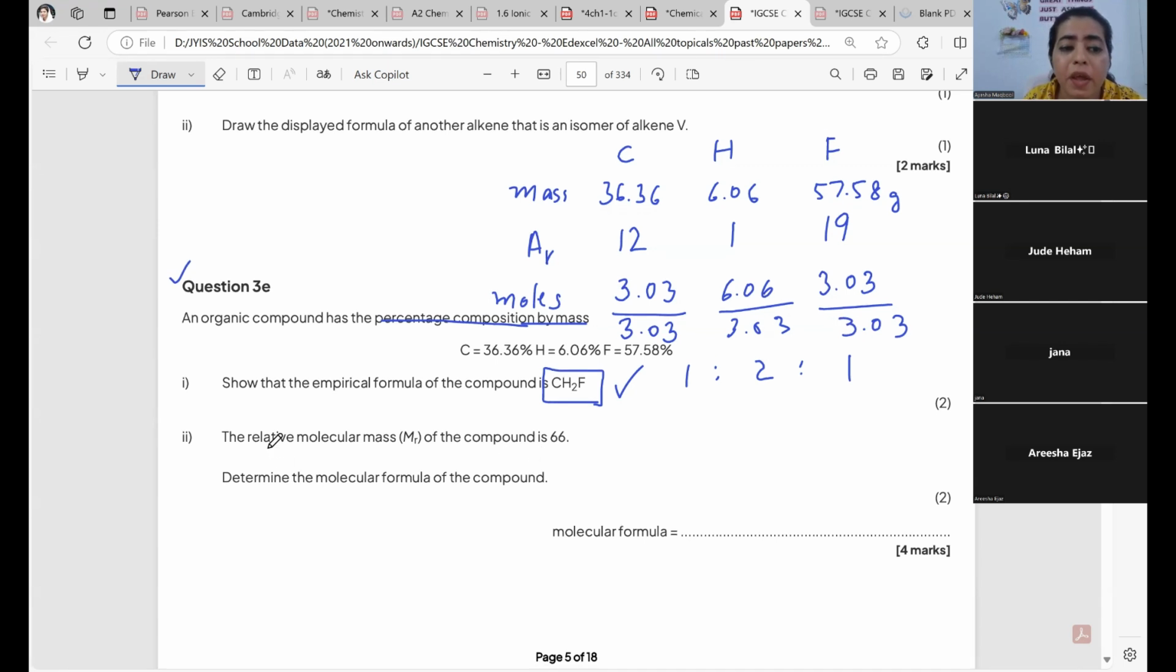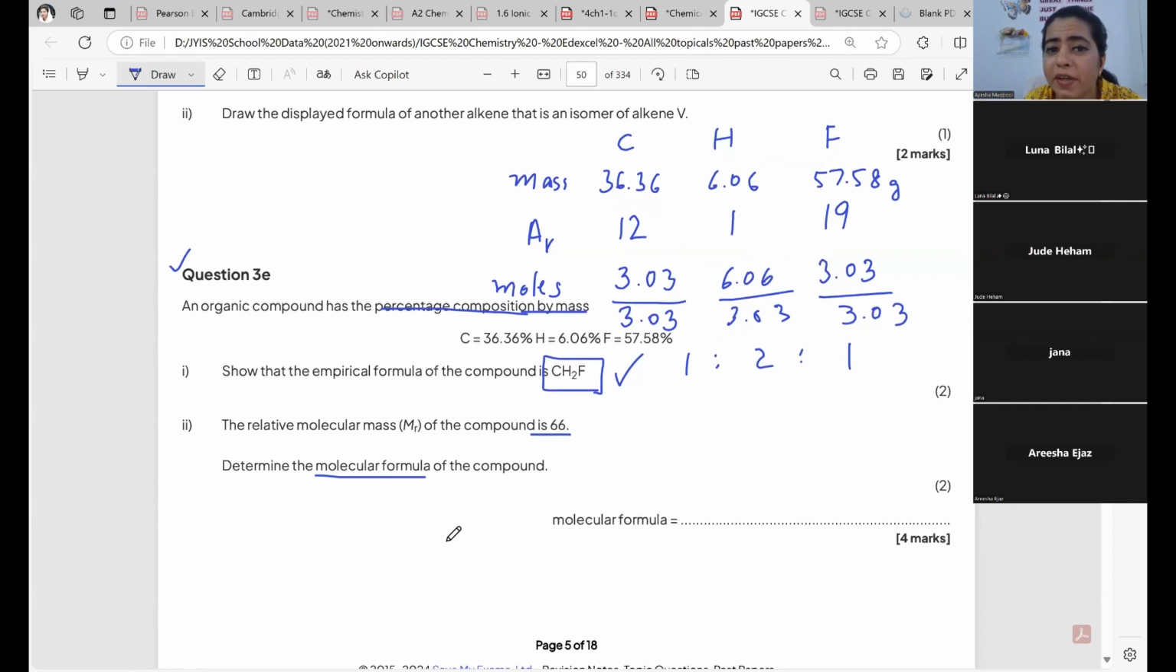The second part is: the relative molecular mass, MR, of the compound is 66. Find the molecular formula of this compound. Those who attended yesterday's class, they remember this formula. Can anyone tell me how we can find the molecular formula? No problem. You will just see now and you will get it. Anyone who can tell me, or should I revise this one with you?